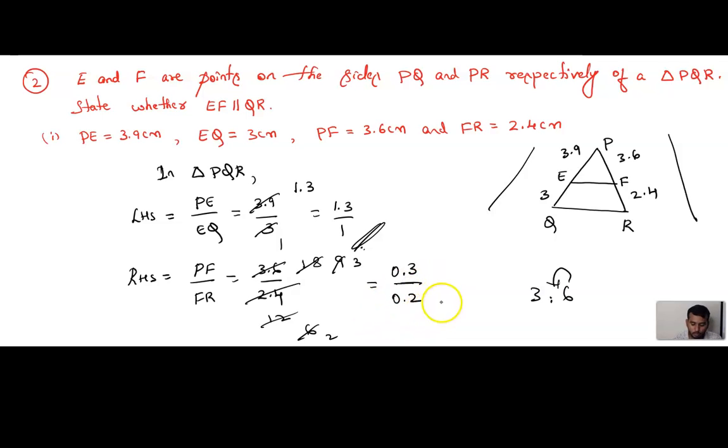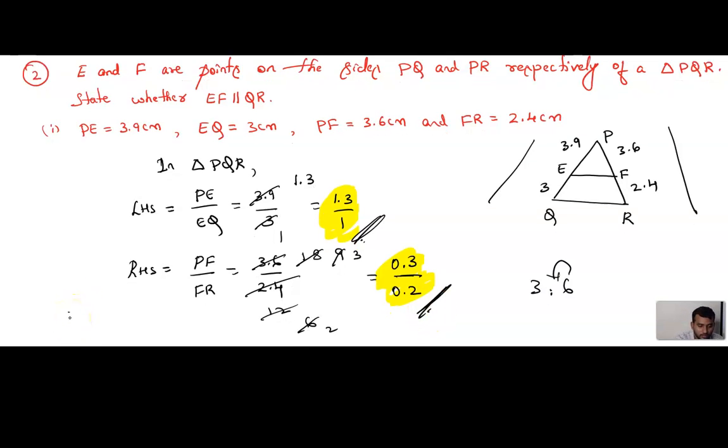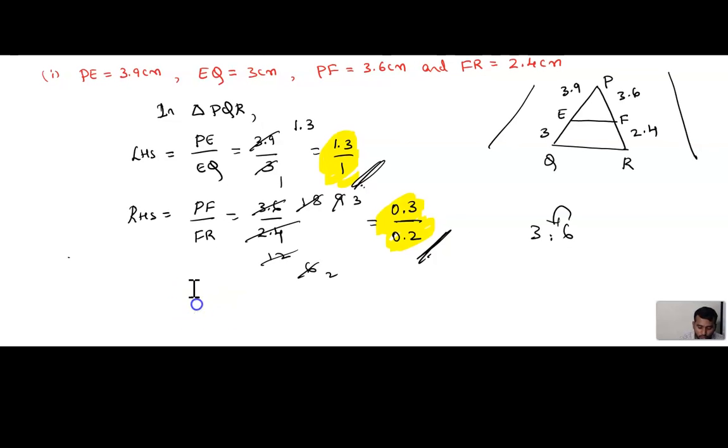Correct? Now what is my LHS? 1.3 by 1. What is RHS? 0.3 by 0.2. Are both the answers equal? Is the LHS equal to the RHS? No. Are you getting, children? The answer is no. Therefore LHS does not equal RHS. So EF is not parallel to QR.